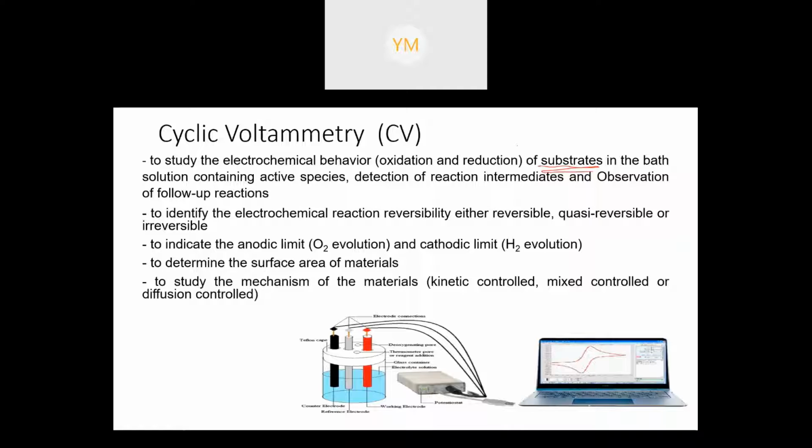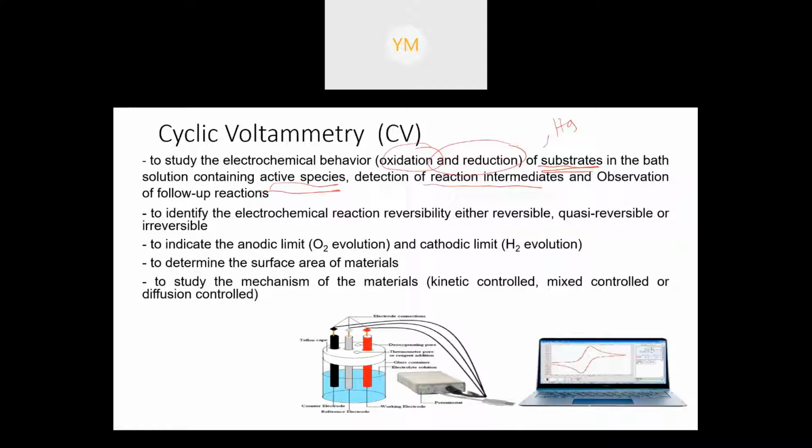Okay, something in the bulk solution containing active species, for the detection of reaction intermediates. So first you will know the redox reaction on the working electrode. For example, if the working electrode is mercury, you will know the limit on the negative side and positive side.